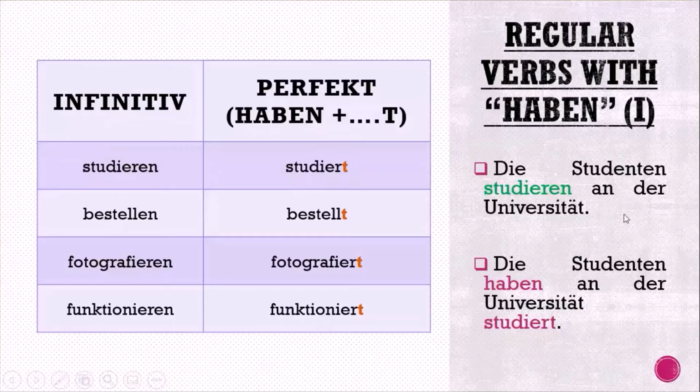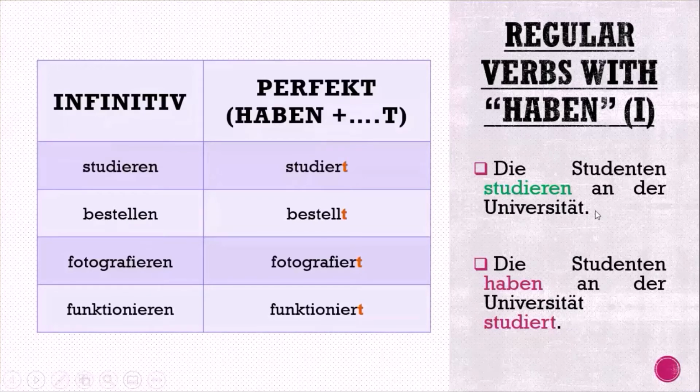So the first example shows the present tense. So what is going on now? Die Studenten studieren an der Universität. The students are studying at the university.